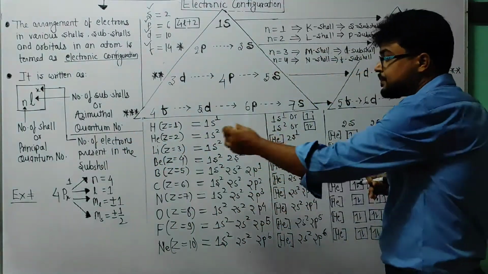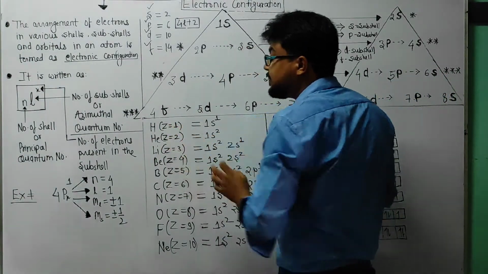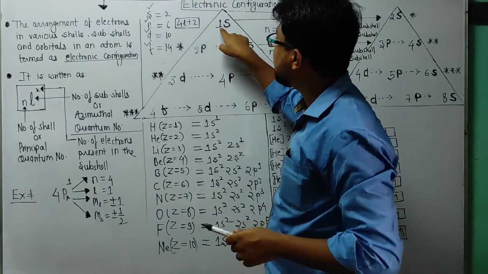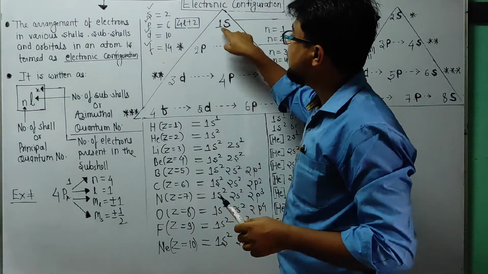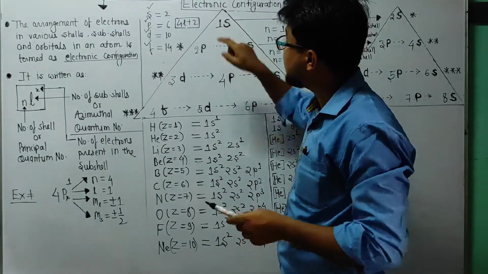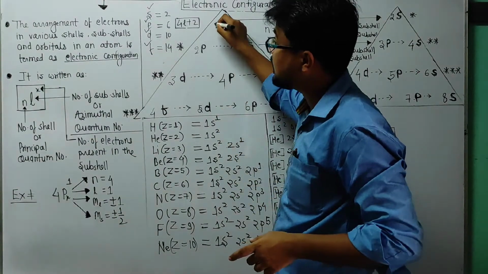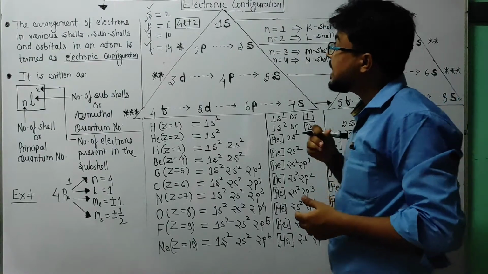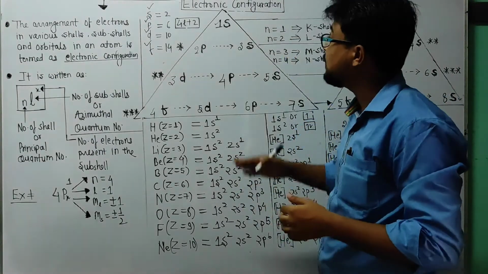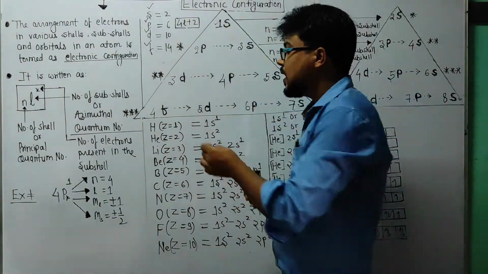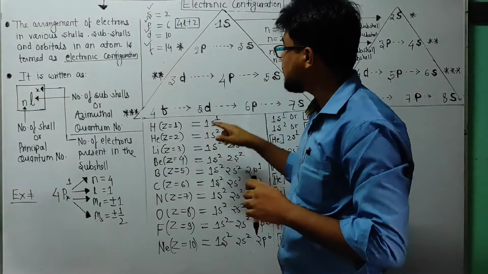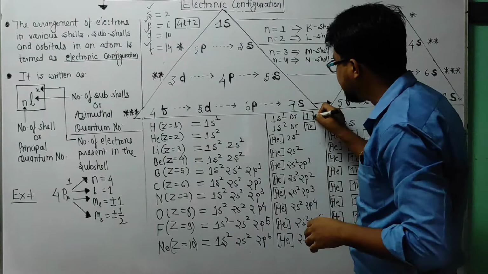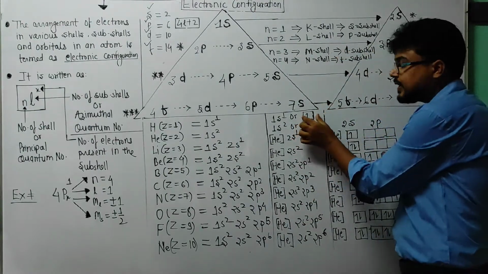So here, check. Hydrogen, its atomic number is 1, means it has only 1 electron, and for 1 electron I will choose the S subshell, because first I will start from here students, and I will finish with 8S. So the maximum electrons which can occupy the S subshell is 2, but it has only 1 electron. That's why I will write 1s1, or 1s1 can be written like this. Correct? It is Hund's rule.